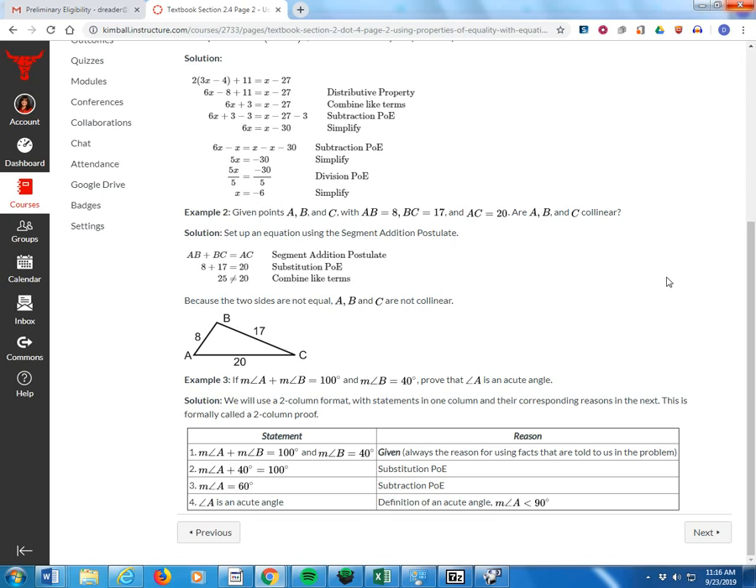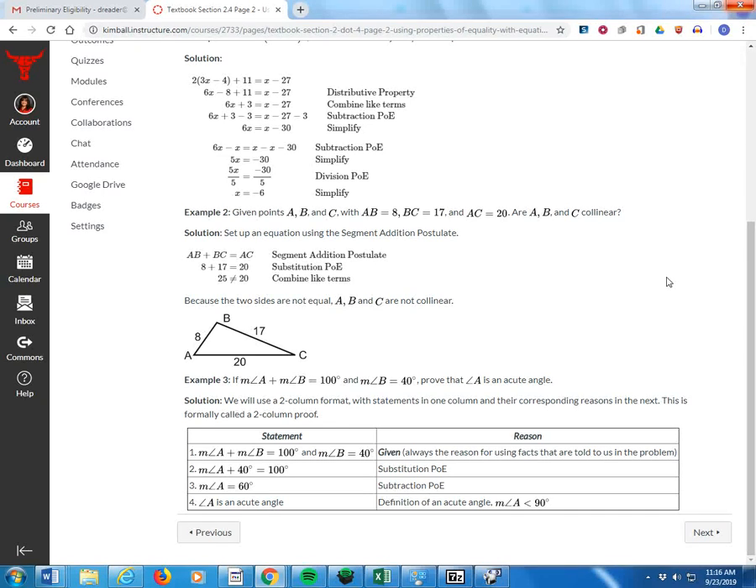Now they get angle A is an acute angle. Well, the measure of angle A is 60. Now they say angle A is an acute angle, and why? The definition of an acute angle. Definition of acute angle tells you it's got to be less than 90. Okay, so something as simple as this that we normally might do in our head, you're going to have to start learning how to make it into a proof.